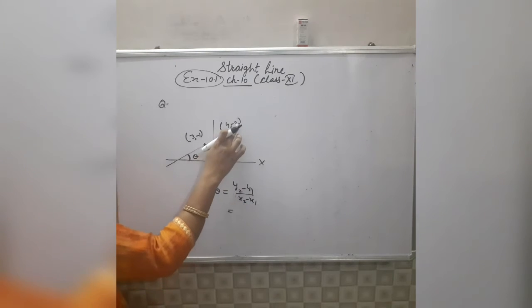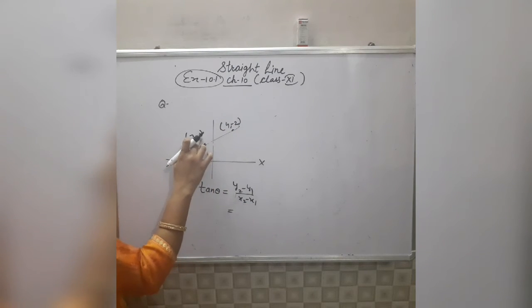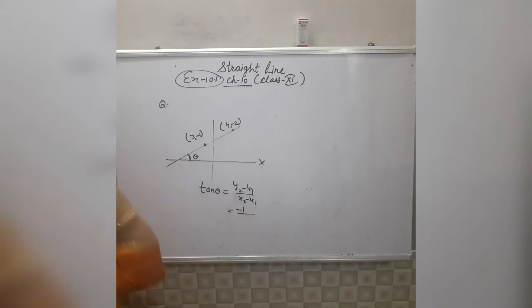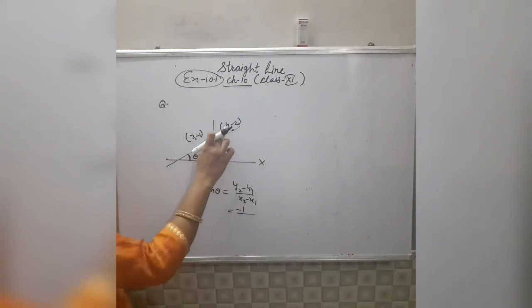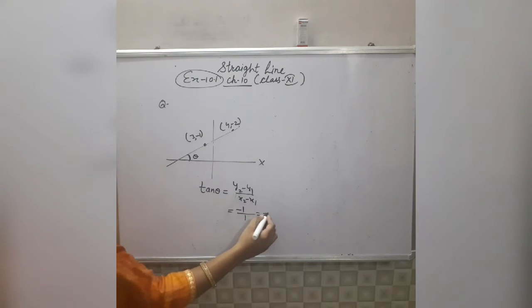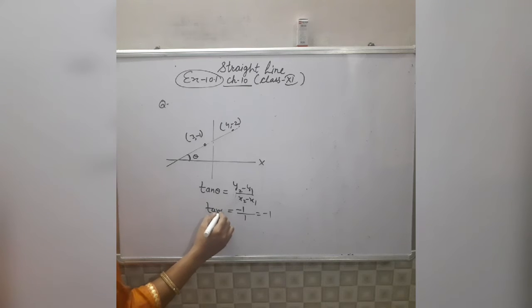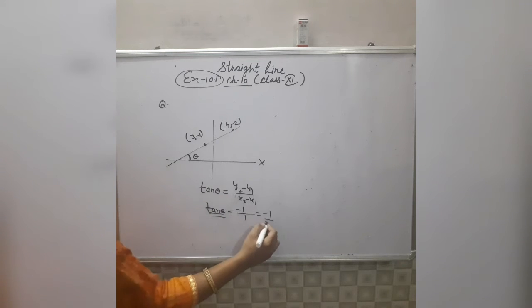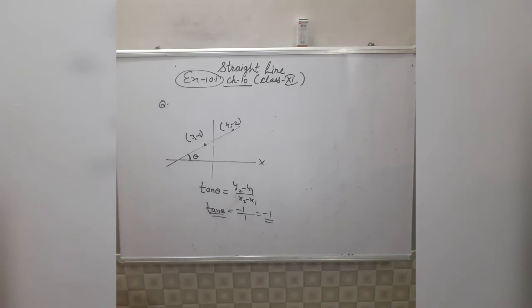So here what is y2 minus y1? Minus 2 minus minus 1, it becomes minus 1, divided by x2 minus x1. It will be 4 minus 3, 1, means the value is minus 1. So here tangent theta is minus 1. So you will now find out the value of angle theta. How will you find out theta? Tangent, all of you have done the trigonometry chapter, third chapter. So at which angle is the value of tangent negative?